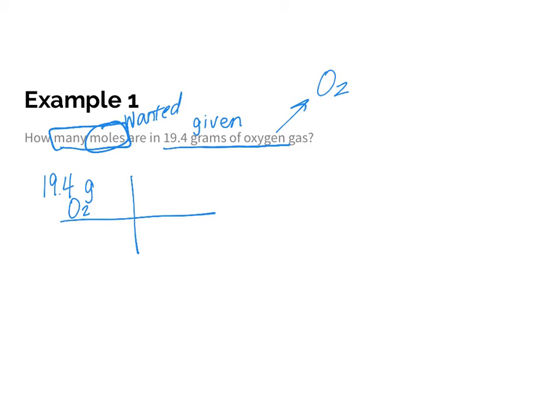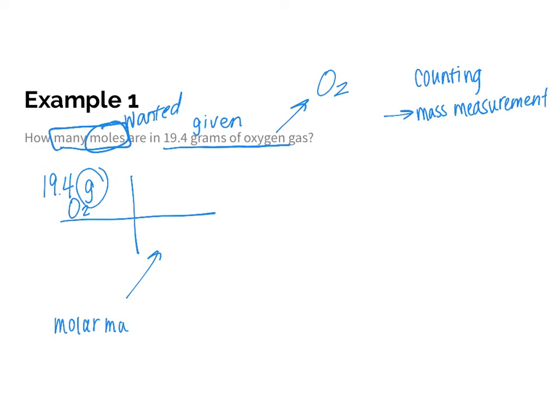Now, remember that we had two choices. We had the counting choice, or we had the mass measurement choice. And both of those are going to be equal to 1 mole of the substance. So here I'm given grams in my given. Therefore, that tells me that I really want to use this mass measurement. So what I have to do is find my molar mass for oxygen, because I know that the molar mass is equal to 1 mole of oxygen.